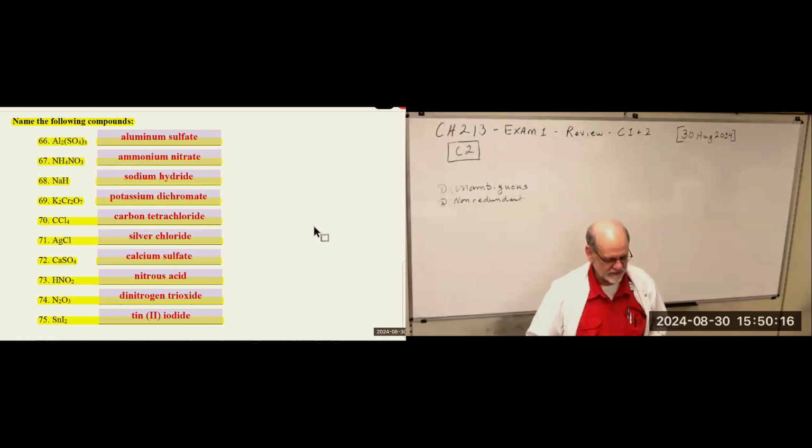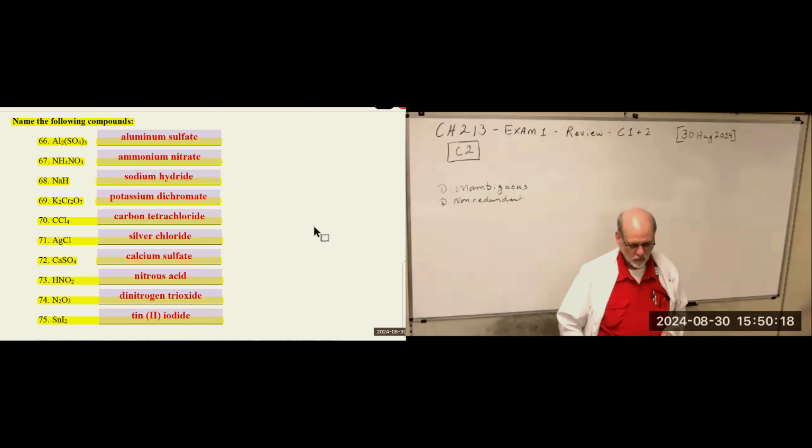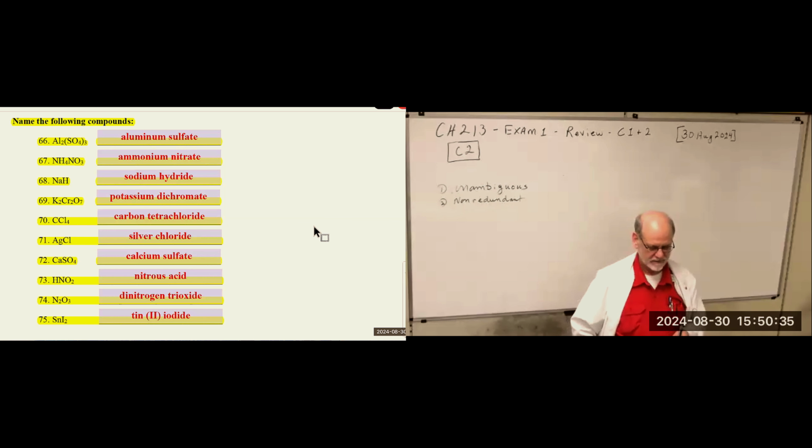Potassium dichromate, Cr2O7. Whenever you see an oxygen, you've got 3 or more elements in a compound, and oxygen's one of them, suspect polyatomics and go looking for them. Cr2O7 is dichromate. It's a 2- charge, so we need 2 potassiums. And potassium is an alkali metal, and it's only got a +1 charge, so we don't have to say what it is. It's just potassium dichromate. That's it.